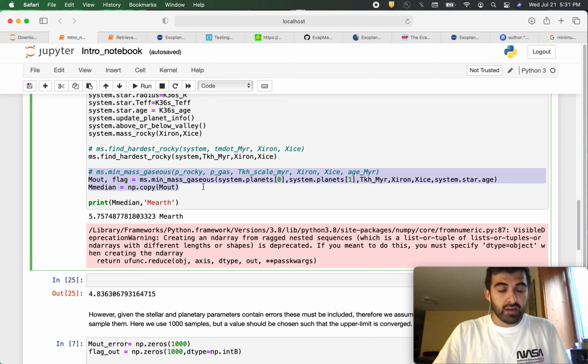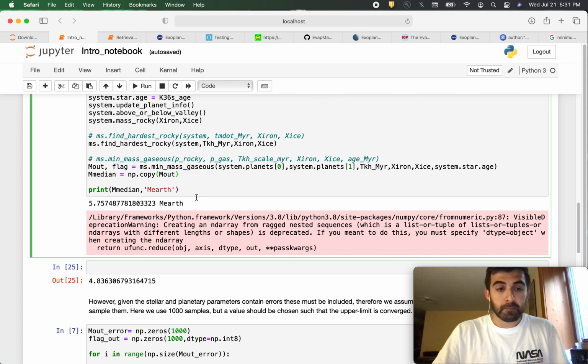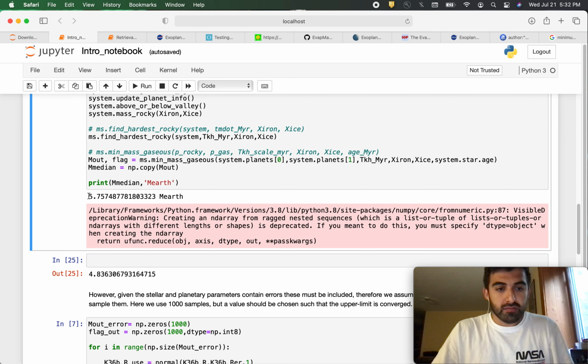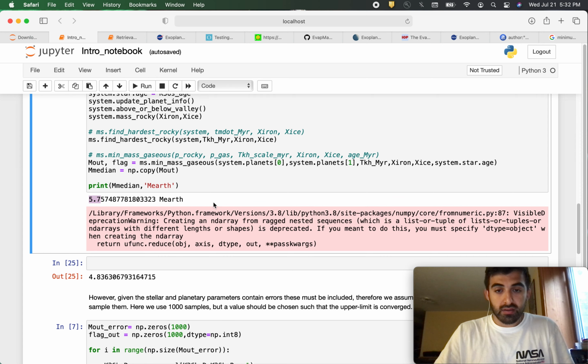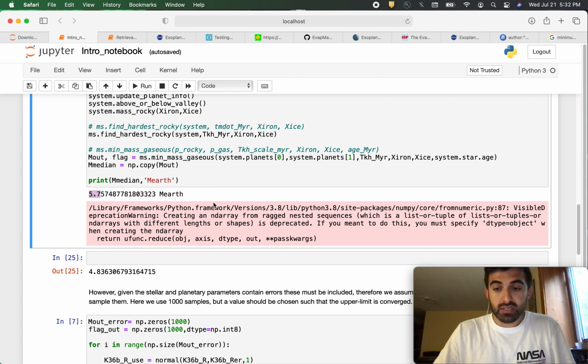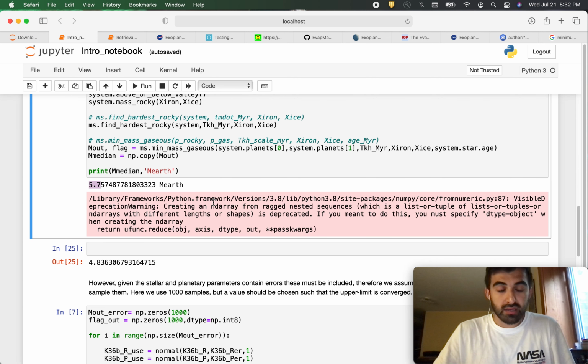Now here we are saying, can you please check that everything is correct so far? And if everything's not correct, raise a flag. If everything is correct, please tell me the median mass of my planet. So after one calculation, we have found that the median mass for Kepler-36c is 5.7 Earth masses, and this is the median mass that Kepler-36c would need to have to retain its atmosphere.